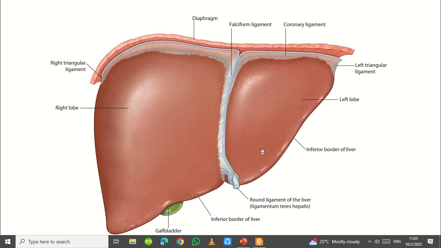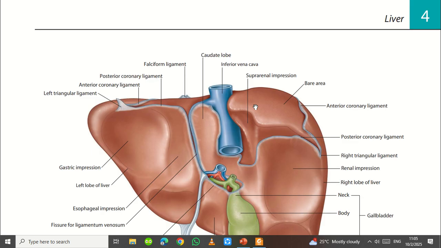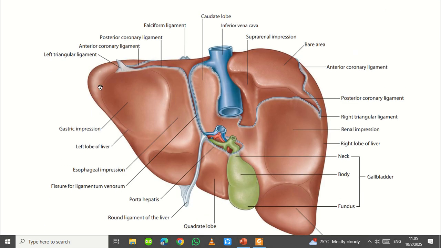The left lobe is actually small, and this left lobe, let's look at the visceral portion. The left lobe of the liver is going to be sitting on the gastric, or on the fundus of the stomach, right? And you can actually see this is the esophagus impression, right? And this is your duodenum impression, right?